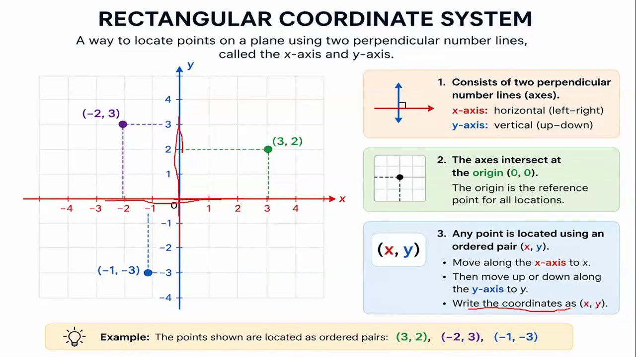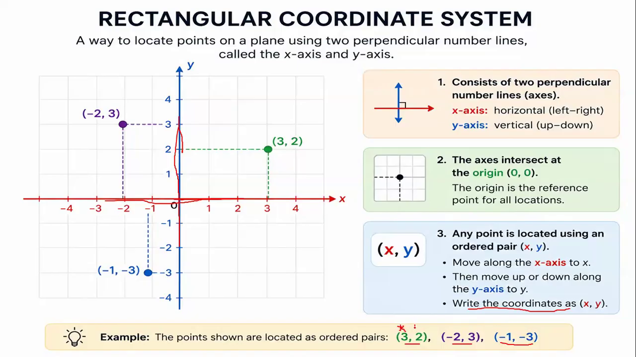For example, the points shown are located at ordered pairs. So we have 3, 2, we have negative 2, 3, then we have negative 1, negative 3. And if you have 3, 2, 3 is basically our x value, or x coordinate.